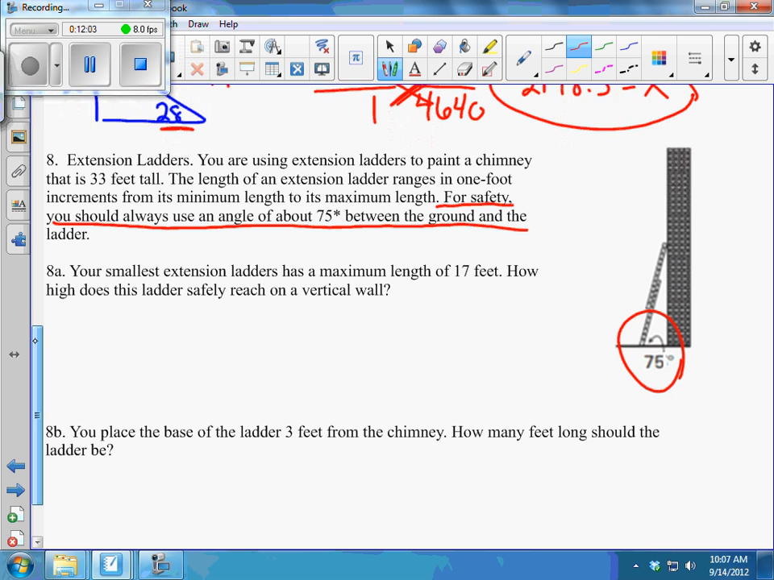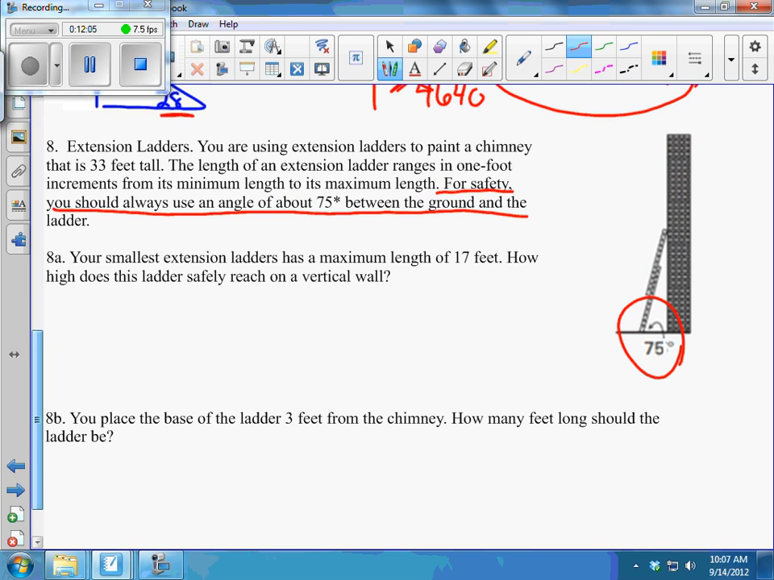So the first time I do this, what I'm going to do is just redraw my picture, because each problem is going to have a slightly different picture, and I'm going to put the 75 here. And when I read what 8A says, it says your smallest extension ladder has a maximum length of 17 feet. So the longest that I can extend the ladder is going to be 17. And they want to know how high would that ladder be. So this is what I'm looking for, and I'm going to call it x.